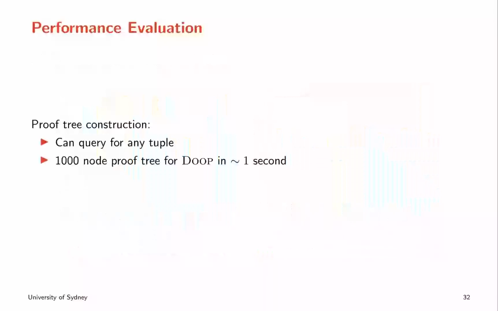So when it comes to actually constructing the proof tree, I'd like to stress here that we can query for any tuple we like, because every tuple has these proof annotations. So to construct 1,000 nodes of a proof tree, this takes about 1 second.